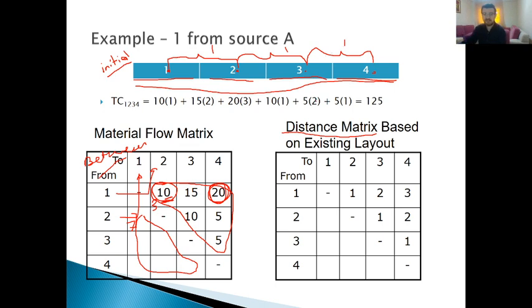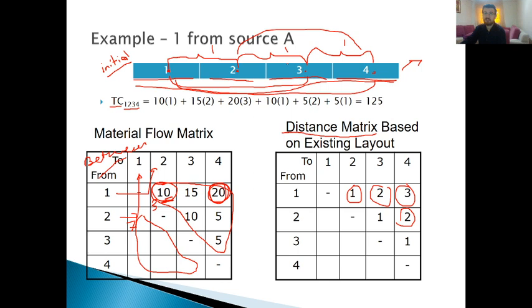If this is true, then the distance between 1 and 2 will be 1. The distance between 1 and 3 will be 2. 1 and 4 will be 3. Similarly, the distance between 2 and 4 will be 2. Okay? Then we are ready to calculate the cost of this initial layout. So total cost, this is the arrangement of departments. 1 is in the first block, 2 is in the second block, 3 is in the third block, and 4 is in the fourth block.